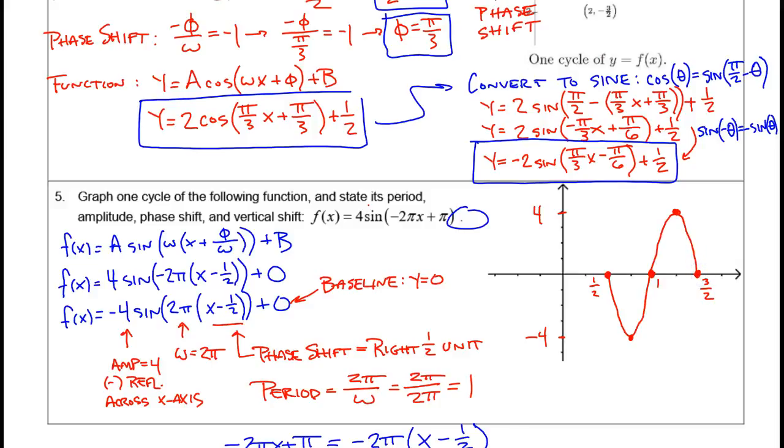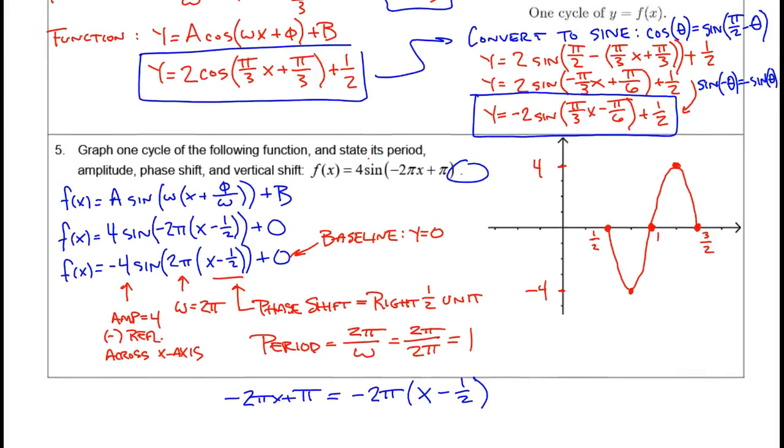Okay, folks, notice I did that without a calculator. I just knew a few things about the sine function and how omega, phi, period, baseline, all of these things work together to give us that graph.